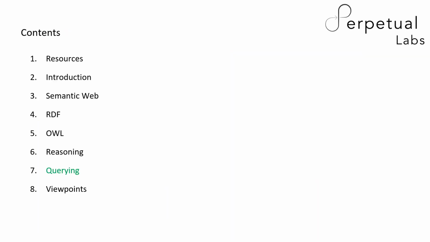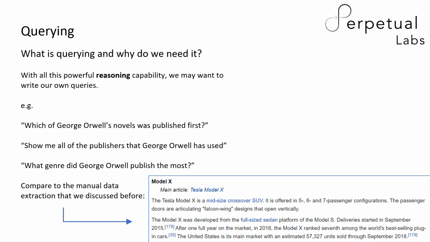Beyond the machine's capabilities of inference and reasoning, we may want to produce our own custom queries. We can make queries like, which of George Orwell's novels were published first? Or show me all of the publishers that George Orwell used. This information can then be derived from the knowledge graph. This is much more efficient than manual data extraction in the sense that we discussed earlier when looking at Tesla.